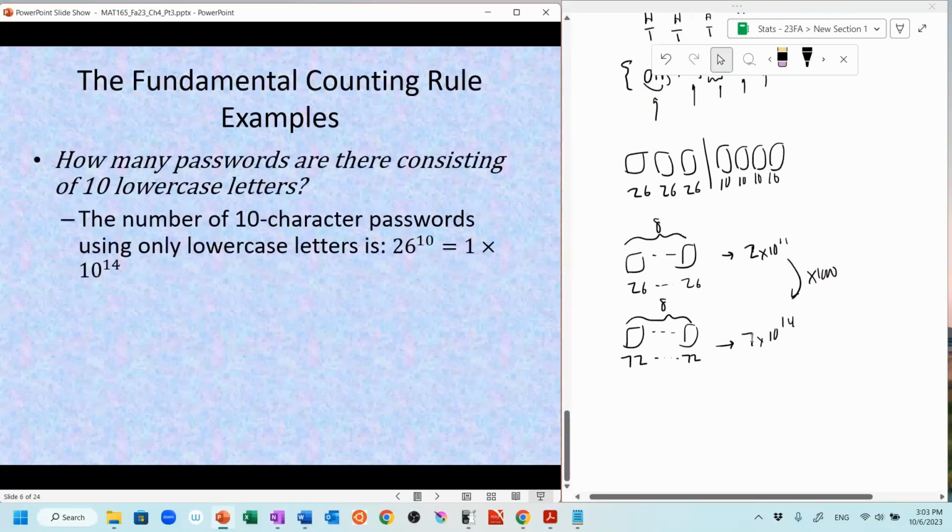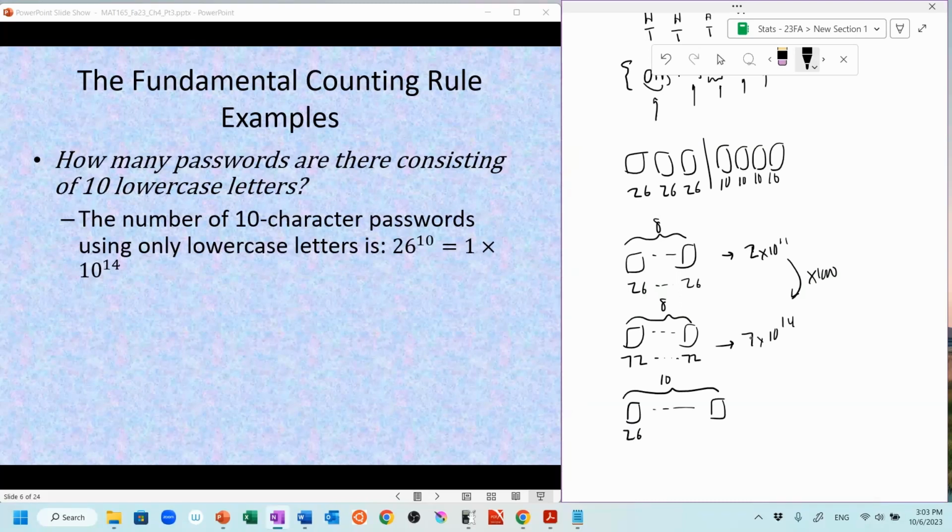Now, what if instead we had increased the number of slots, the number of characters, from 8 to 10, but kept lowercase? So we're still only using lowercase letters, but now there's 10 slots instead of 8. So if our password is 2 characters longer, even still using lowercase, we end up with 26 to the 10th power, or 10 to the 14th, in the same order of magnitude as our 8-character password with the much larger choice for items to fill in each slot.